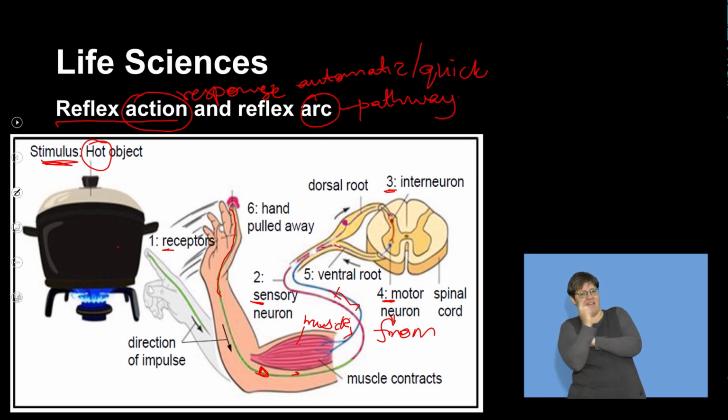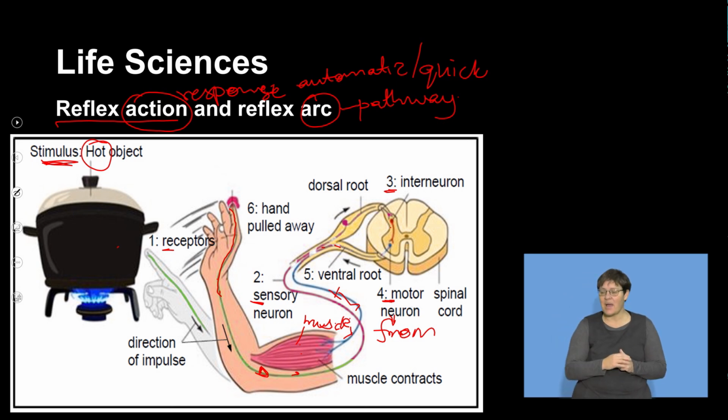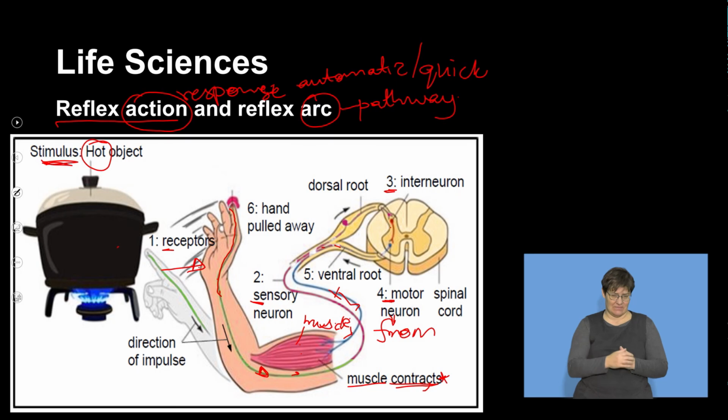So once the impulse gets to the effector, that would be your muscle. The muscle will contract. Why contract? It responds to the impulse. Once the muscle contracts, you know the function of the muscles is for movement. Once it contracts, then you'll move your hand away from the hot object. That is reflex action: the impulse moved through the reflex arc to give us a reflex action, a quick response.